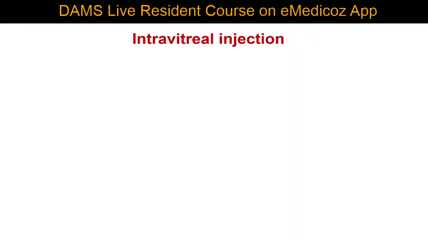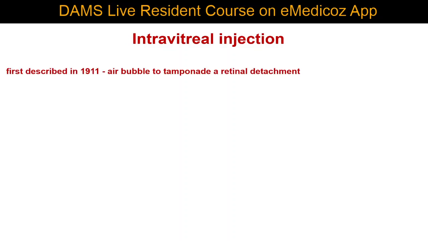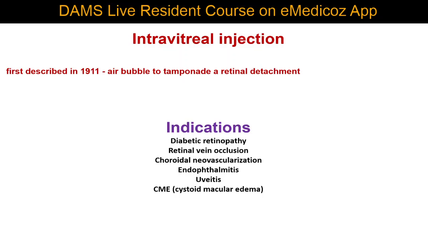So a small snippet for that, an intravitreal injection, I'll just show it today. It was first described in 1911 for retinal detachment, air bubble to tamponade. But after that, various indications have been there for intravitreal injections in the form of steroids, anti-VEGF injections, in cases of diabetic retinopathy, venous occlusions, choroidal neovascularization due to ARMD, myopias, endophthalmitis, uveitis, cystoid macular edema.